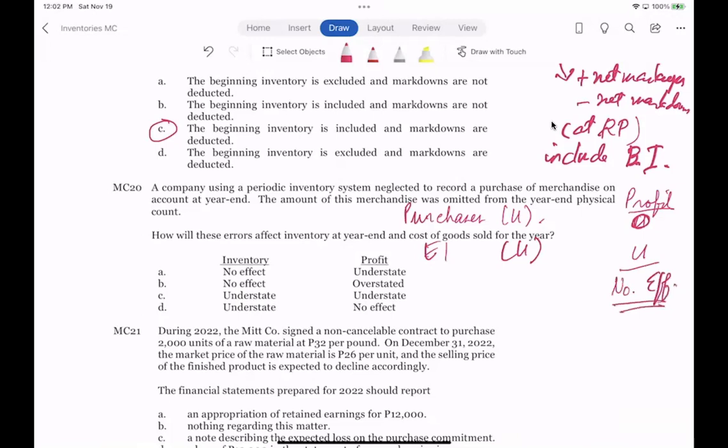So how will these errors affect inventory at year-end and cost of goods sold for the year? Therefore, for the ending inventory, it's understated. For the profit, there is no effect. Therefore, it's letter D.